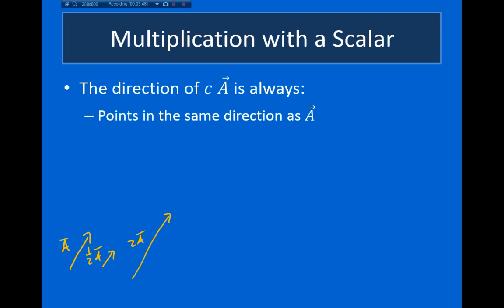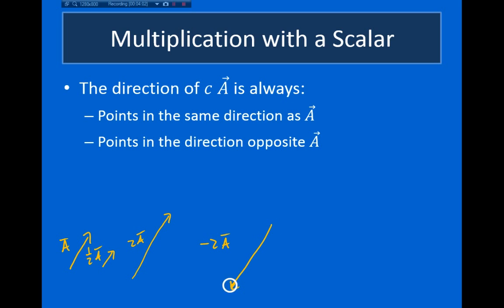Now, if I multiply the vector a by a negative number, like say -1, then the result is going to point in the opposite direction. So for example, -2 times a would be something like this. Okay, so it's going to point in the opposite direction as the vector a.